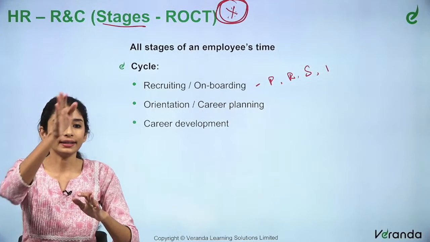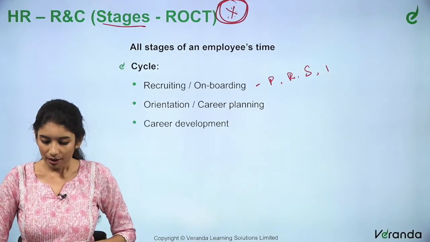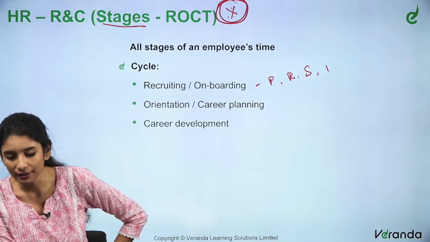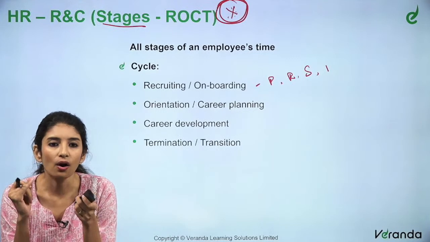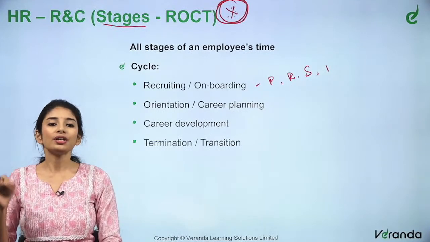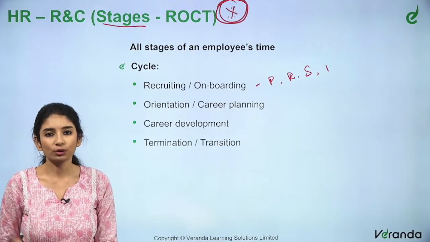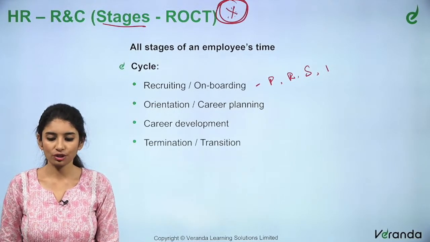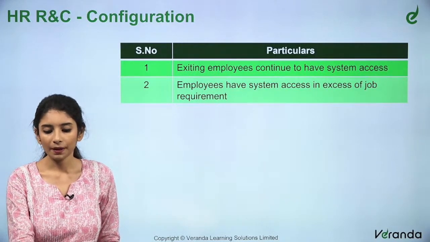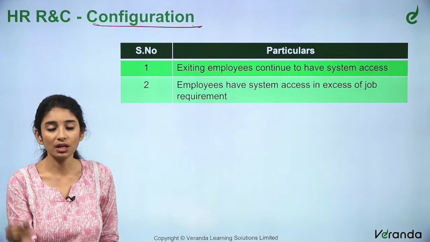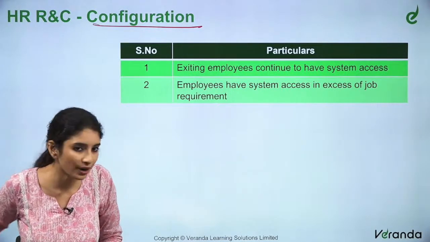So career development. T for termination. So from hire to fire, this covers all the steps. First is recruiting or onboarding, second is orientation or career planning, third is career development, and fourth is termination, or transition to another department. Clear? Now, please note, till now we have seen risks and controls with respect to masters and transactions.